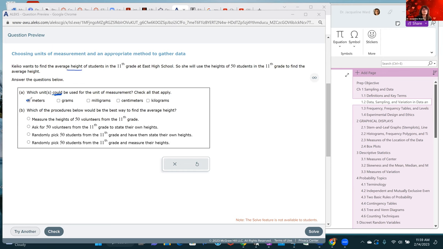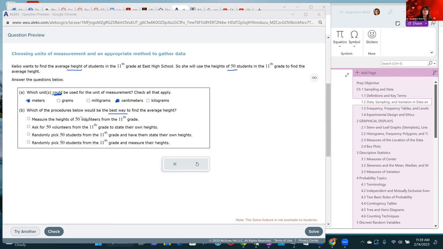So you could measure height in meters or centimeters. Right, again, grams, milligrams, and kilograms are for mass. And then what is the best way for her to find these 50 students?